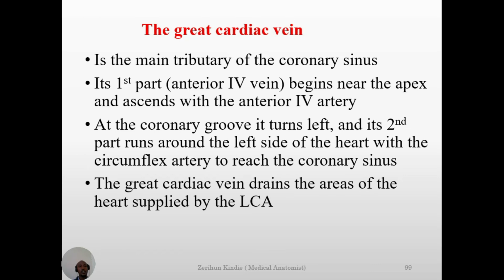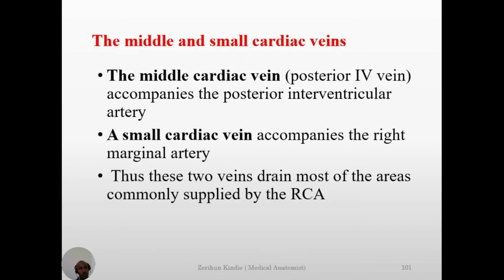The greater cardiac vein is the main tributary of the coronary sinus. Its first part is the anterior interventricular vein, beginning near the apex and ascending with the anterior interventricular vein. So the greater cardiac vein receives blood from left cardiac veins. The middle cardiac vein accompanies the posterior interventricular vein and drains into the greater cardiac vein.